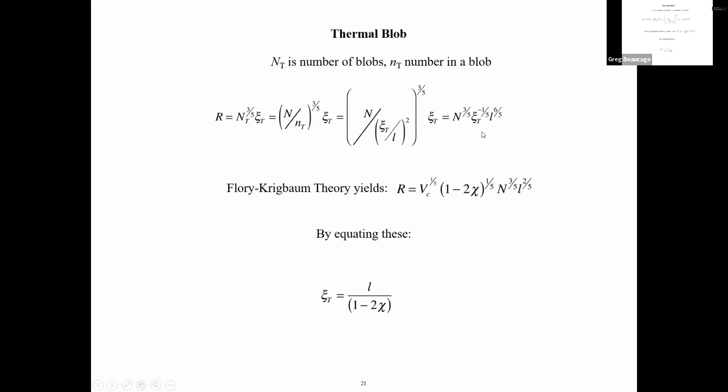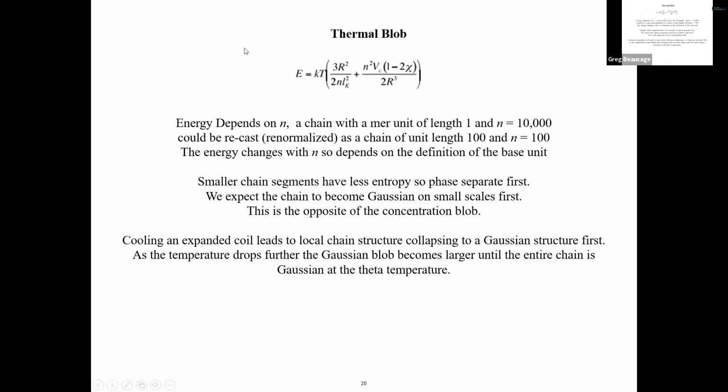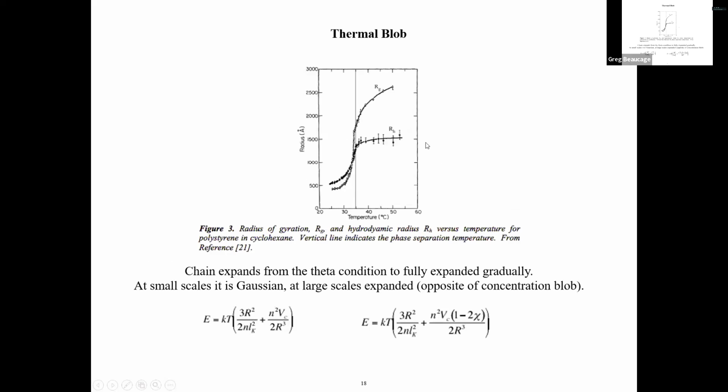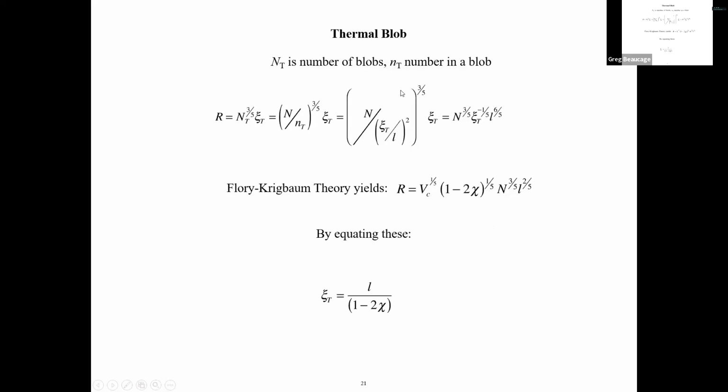So you have that expression for the coil size following this cartoon of like the coil being expanded at large scales and collapsed at small scales, right? And then you have another answer. You have 2 answers for this. The other answer is a Floyd-Kriegbaum that predicts the curve shape here, right? So we have the answer from before, the Floyd-Kriegbaum for R, and then you can equate these 2 R's.